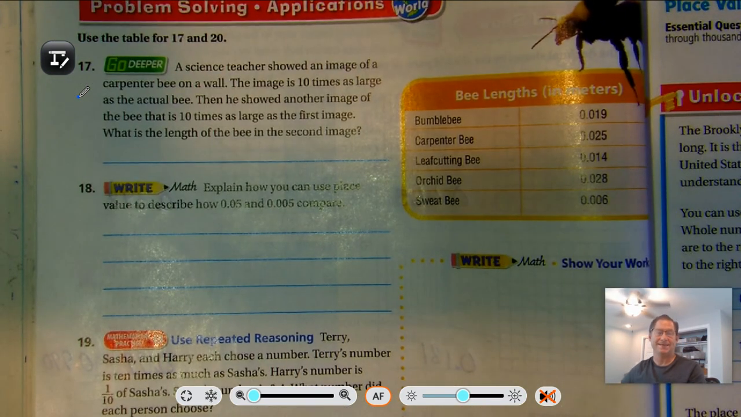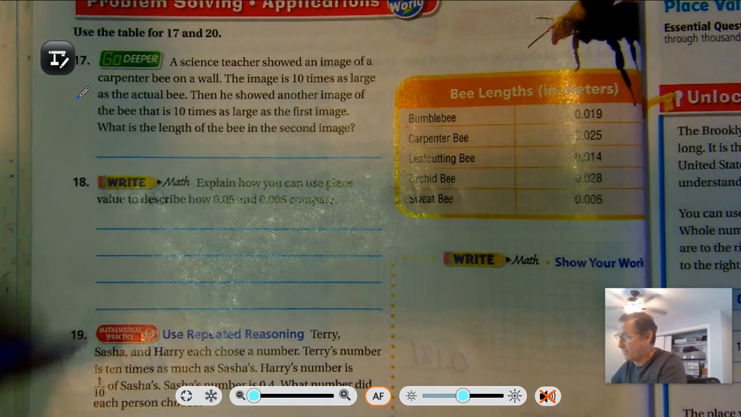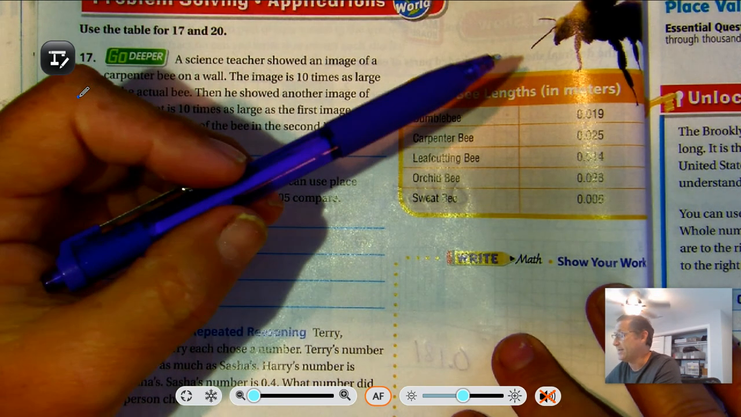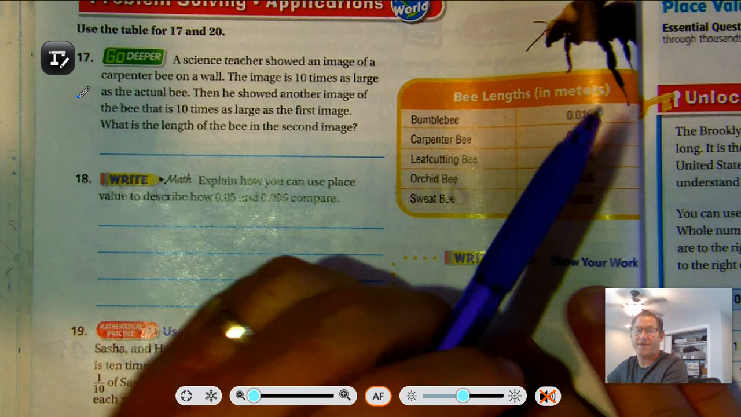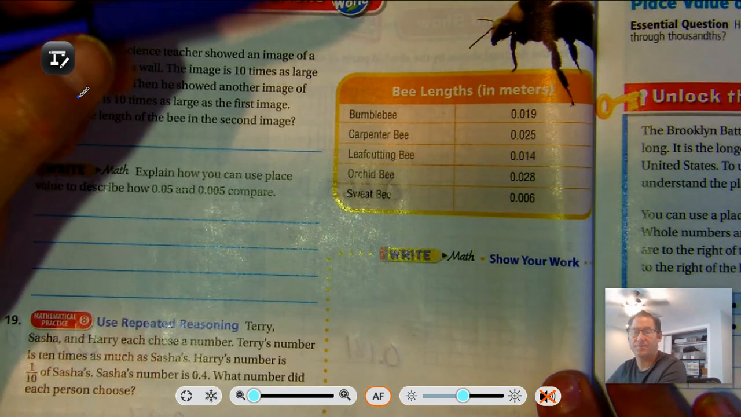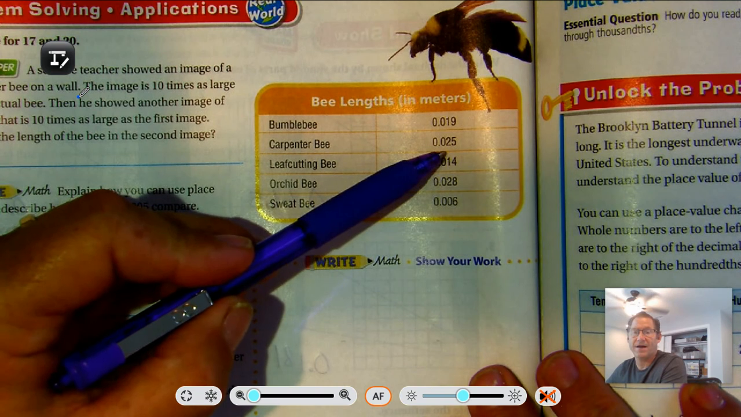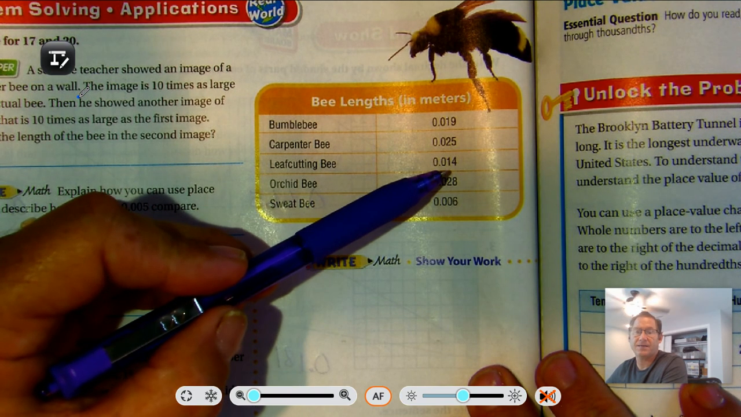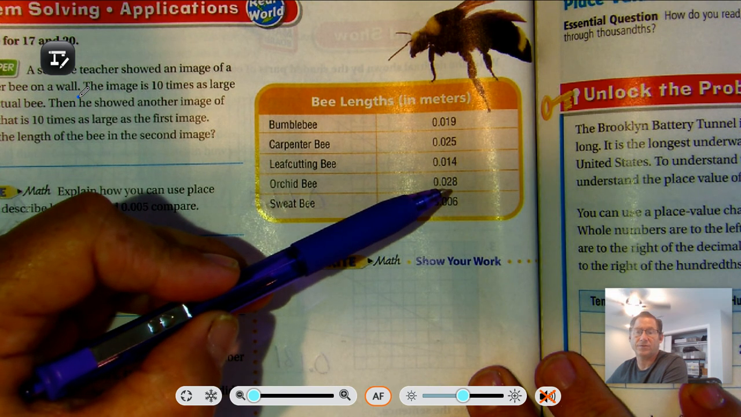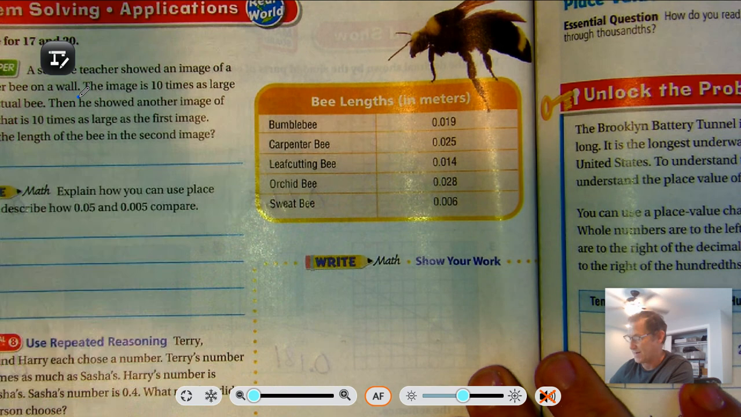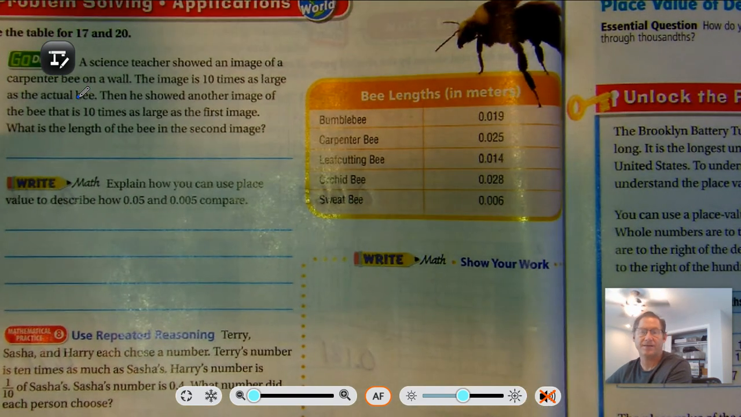Let's look at 17. All right, use the table for 17 and 20. Okay, so we have bee length in meters, and the bumblebee is 19 thousandths of a meter. The carpenter bee is 25 thousandths. The leaf cutting bee is 14 thousandths. The orchid bee is 28 thousandths. And the sweat bee is 6 thousandths of a meter.